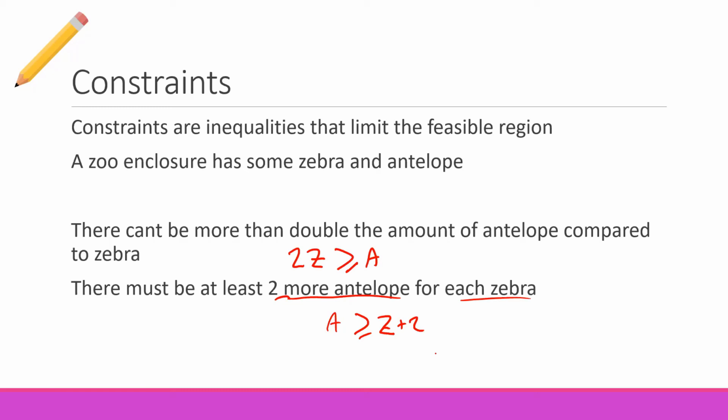If Z is 2, then A can be 4. And that still works with the question above. If Z is 3, then A can be 5. It still works because if you've got 3 and 5, 2 times 3 is 6, then that still works as well. So it even gets easier when you get higher numbers.